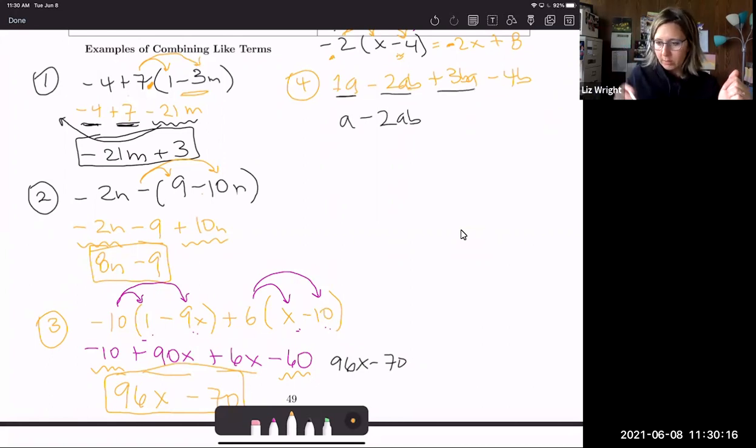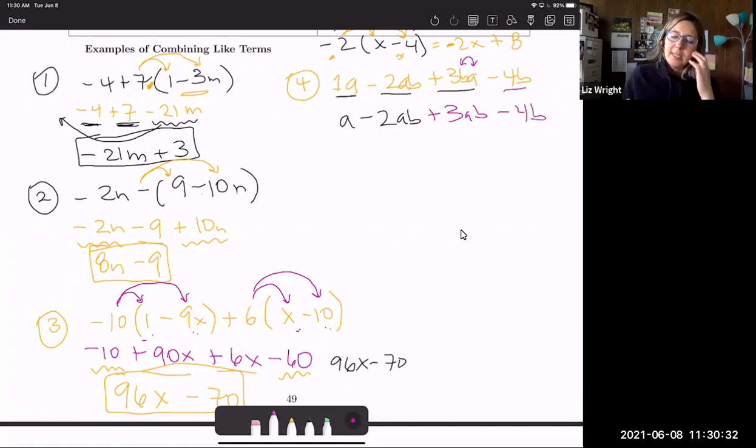Something wrong here. I'm wanting you to look at if it's all in proper order, and it's not. We need to flip these two around. So let's put that in alphabetical order. So it's going to be plus 3ab, and the last one is good.